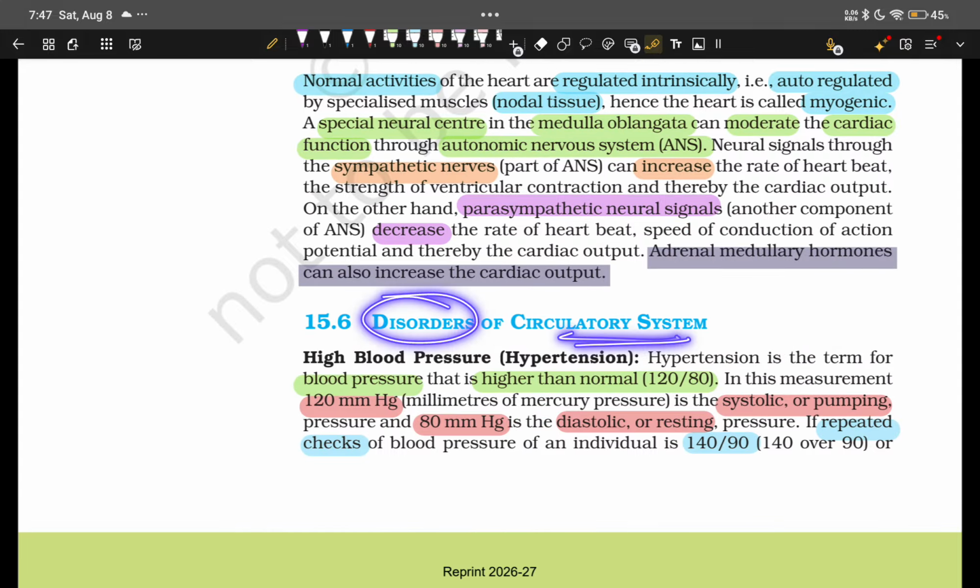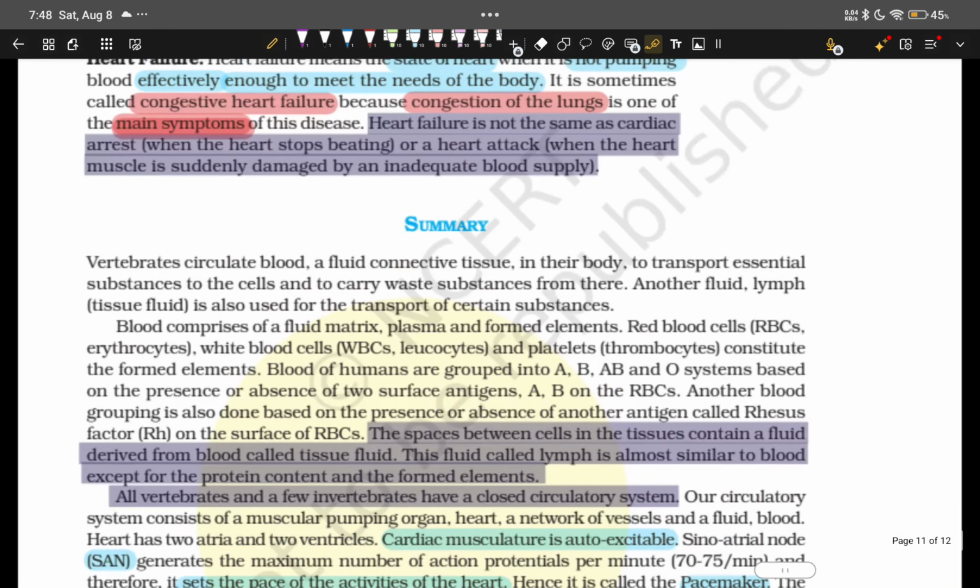Now we have disorders related to circulatory system. In case of circulatory system, we have high blood pressure, which is hypertension. Hypertension is a term for blood pressure which is higher than normal. So if repeated checks show that the blood pressure of an individual is about 140 over 90 or higher, then the person is suffering from hypertension. And you have to understand that normal systolic or pumping pressure is 120 and the normal diastolic resting pressure is 80 mmHg, or else a person is suffering from hypertension.